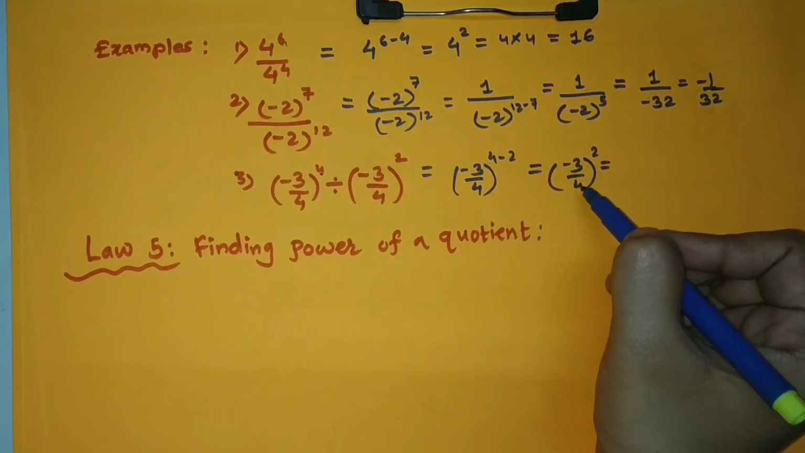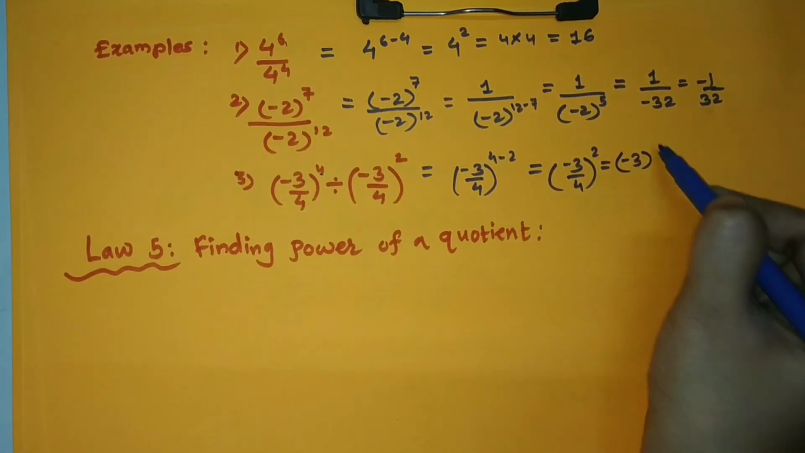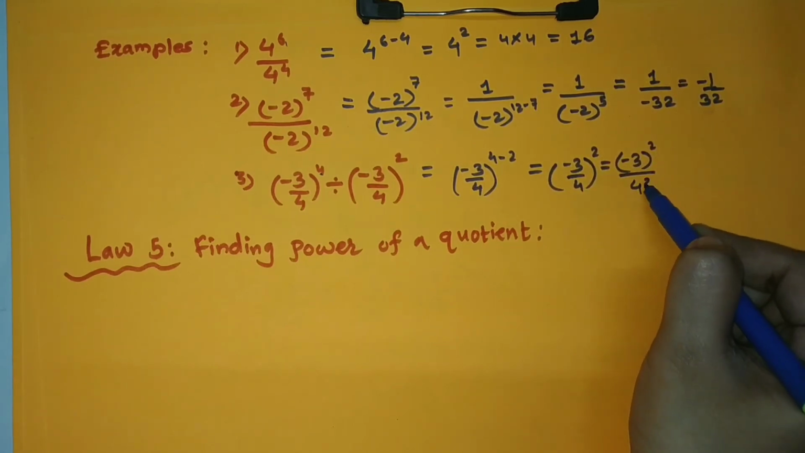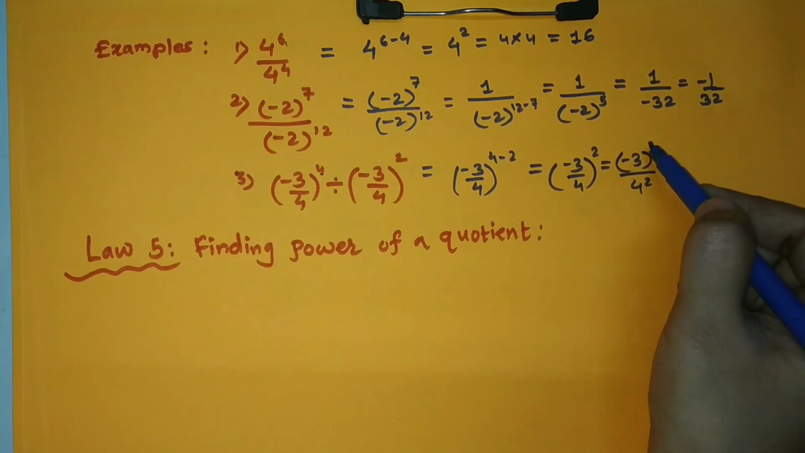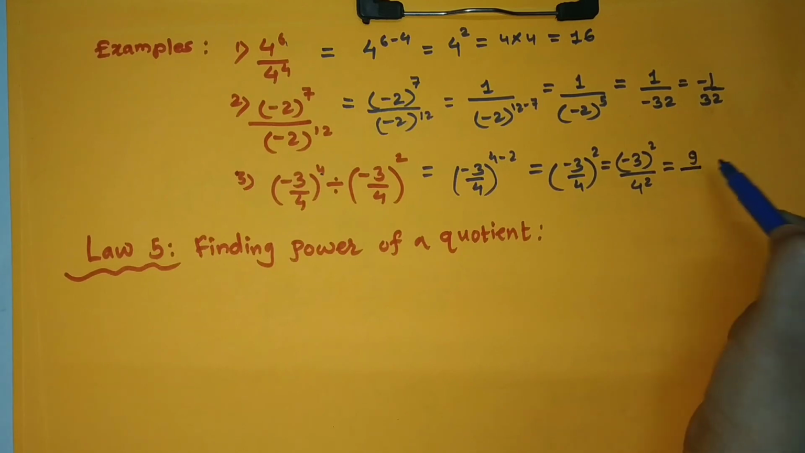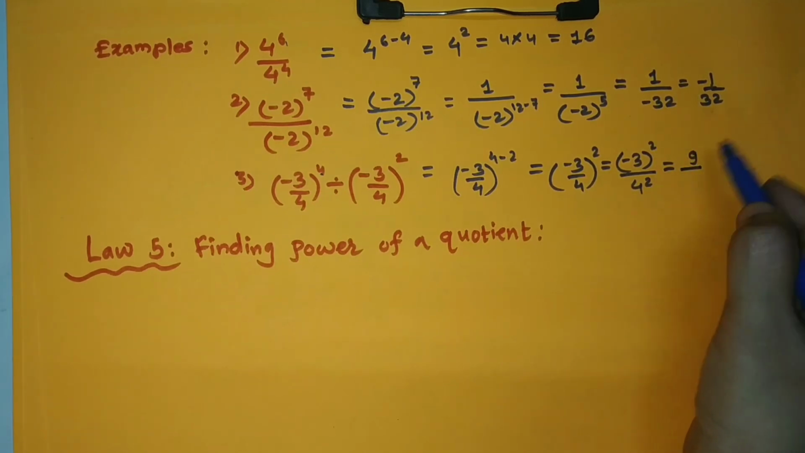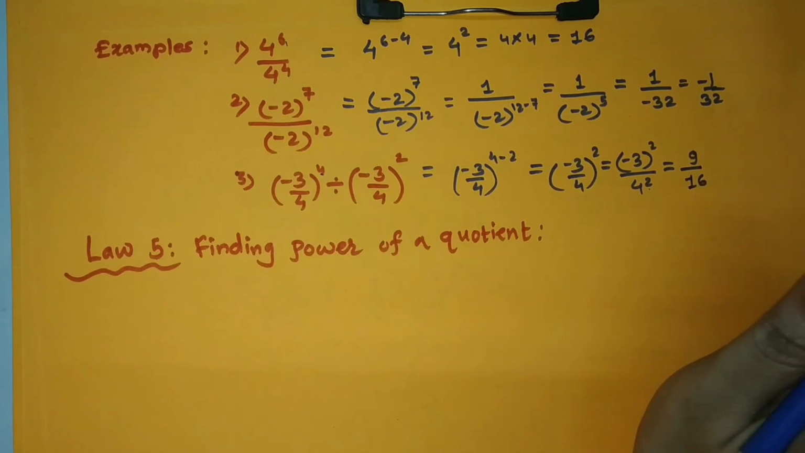And we know that at this stage you can give this power individually. That is minus 3 is a square, and in the denominator 4 square. Minus 3 is a square means minus 3 into minus 3, that is positive 9. Why positive 9? Because here 2 is a positive even number. And here 4 square means 16. 4 square means 4 into 4.